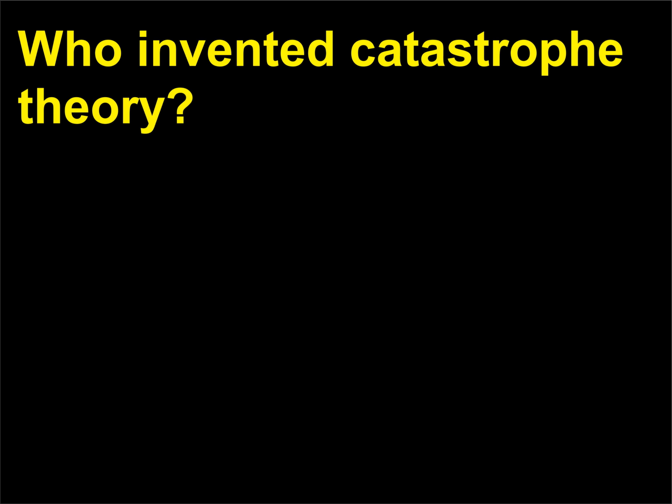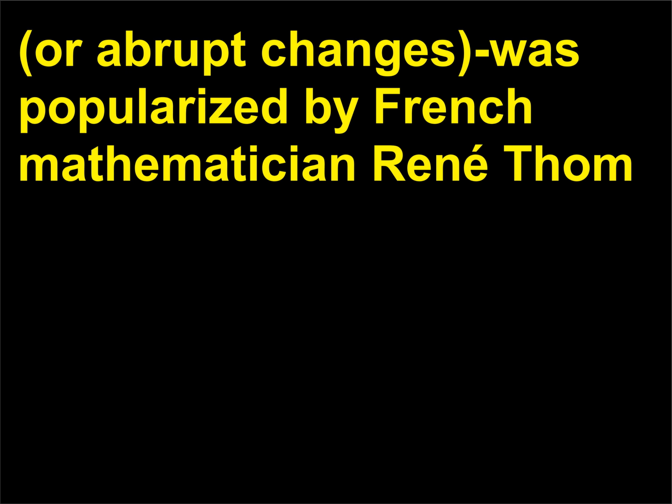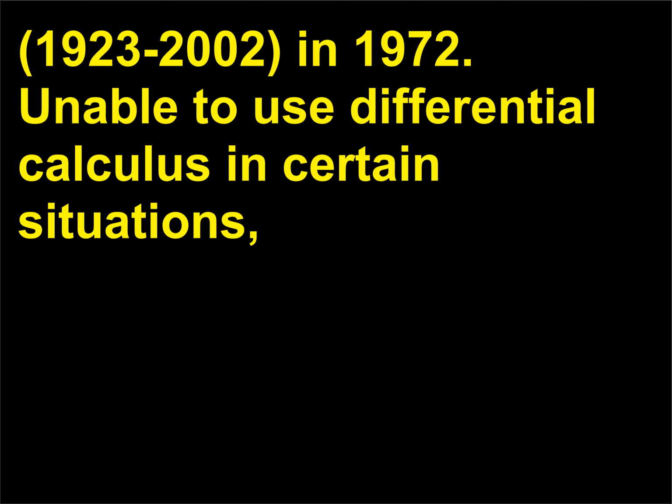Who invented catastrophe theory? Catastrophe theory, or the study of gradually changing forces that lead to so-called catastrophes or abrupt changes, was popularized by French mathematician René Thom (1923 to 2002) in 1972.